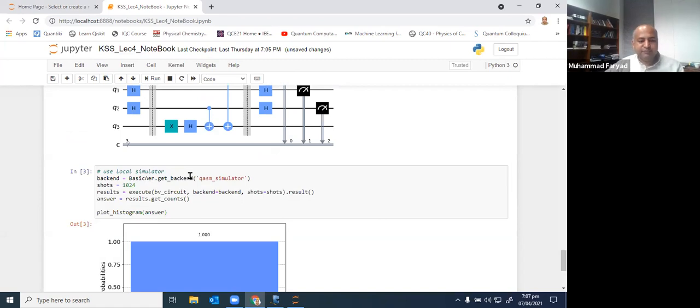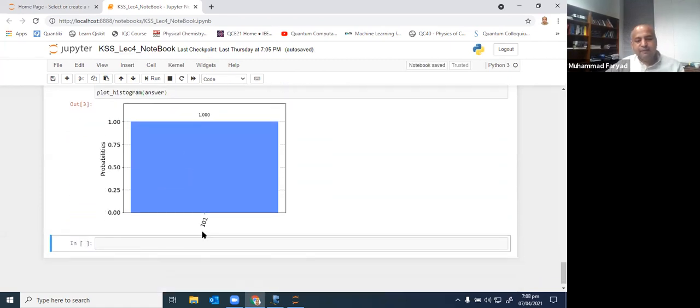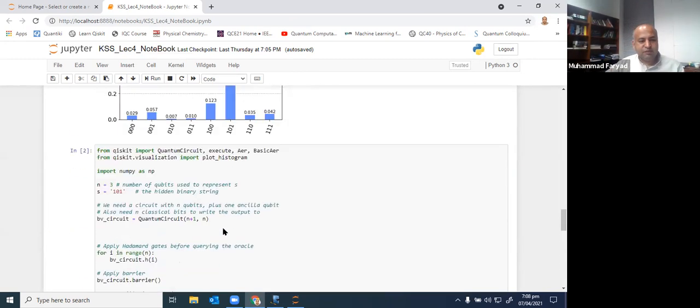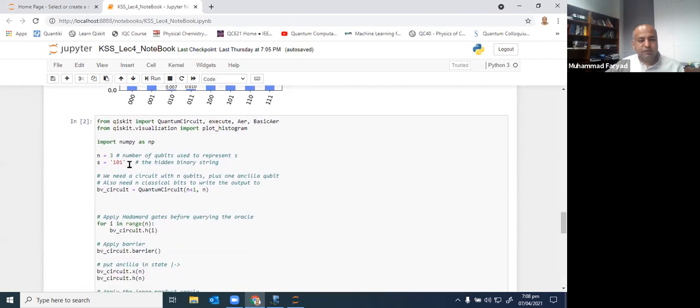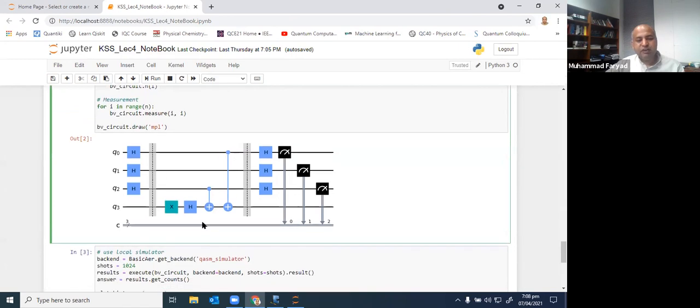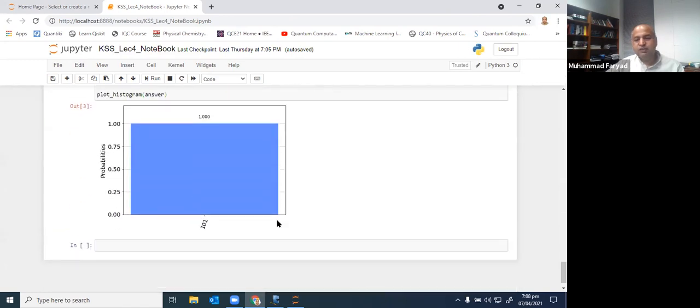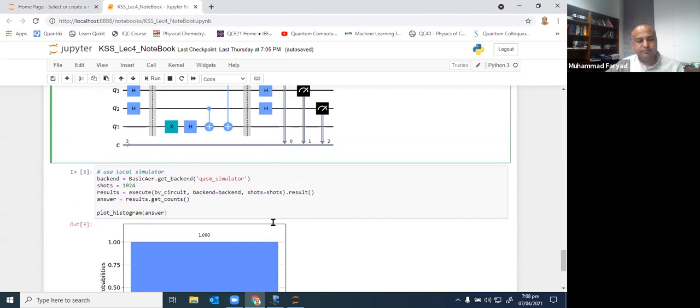That's now implemented using the simulator, and you see 101 has a probability of 1 of measurement at the end. Just as we showed, after these Hadamard, oracle, Hadamard, the state actually transforms to the S state. So when you measure, you only find the S state. So we had this 101. So this bit string, we are able to find, the secret bit string of this oracle, in just 1 simulation.